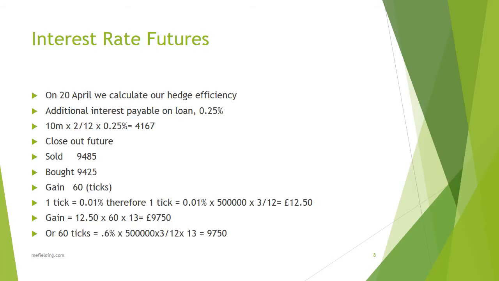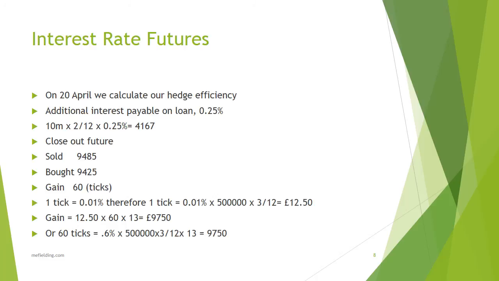So our gain is 60. But it's 0.6 of a percent, which is equal to 60 ticks. Yep. One tick, therefore, 0.01 of a percent. Now remember, it's a loan of 500,000 for 3 months, so we get tick value of £12.50.